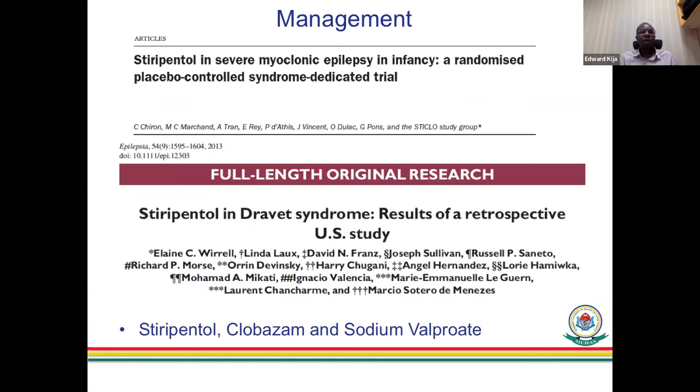When it comes to management, there have been several studies which have looked into the management of Dravet syndrome. What has been shown is that a combination of stiripentol and clobazam, as well as sodium valproate, tends to be more efficacious in terms of reduction in the seizure frequency.